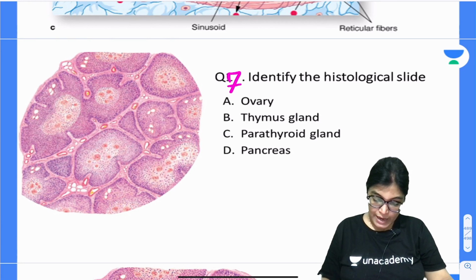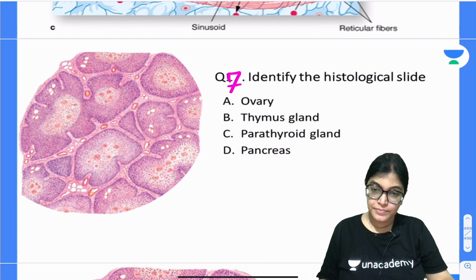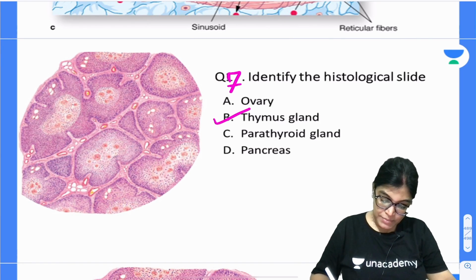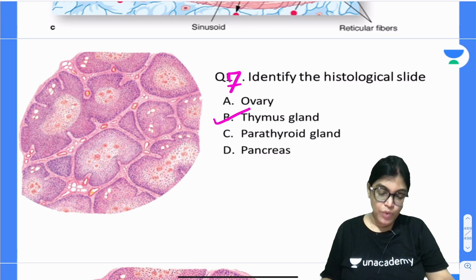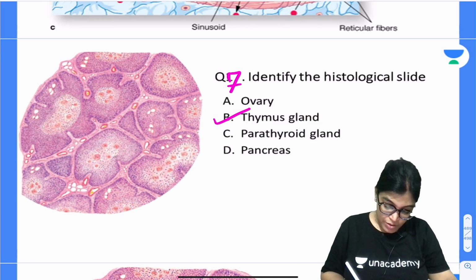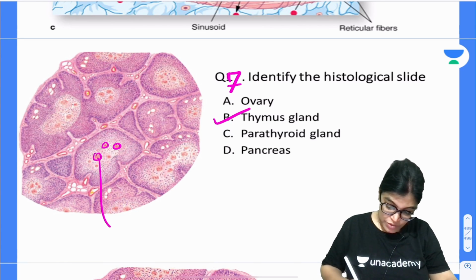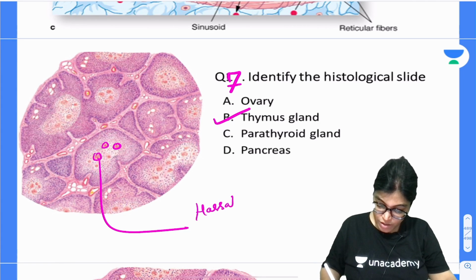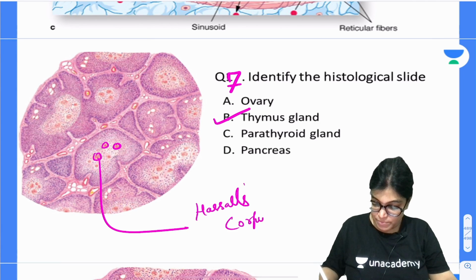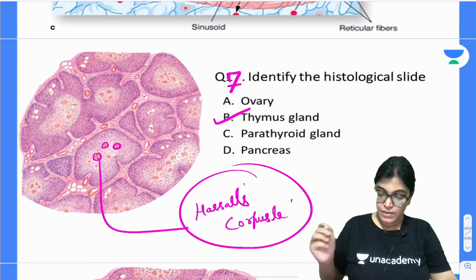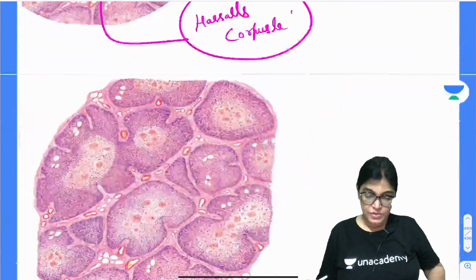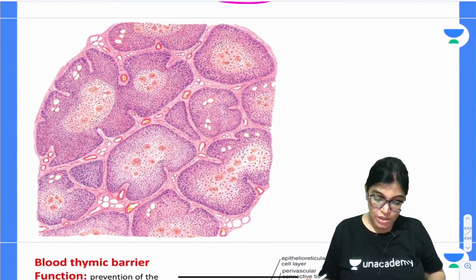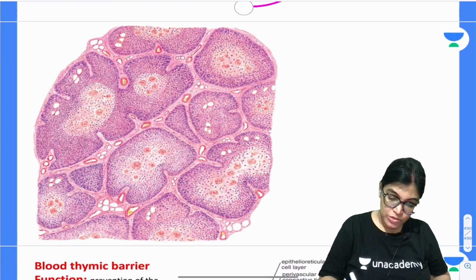Okay, the correct answer is thymus gland. Why is thymus gland the correct answer? Because in this slide the most important feature for identification, that is Hassall's corpuscle, is quite evident in the medulla part of the gland. So thymus gland is the correct answer. So my dear aspirants, let's talk about the thymus gland.